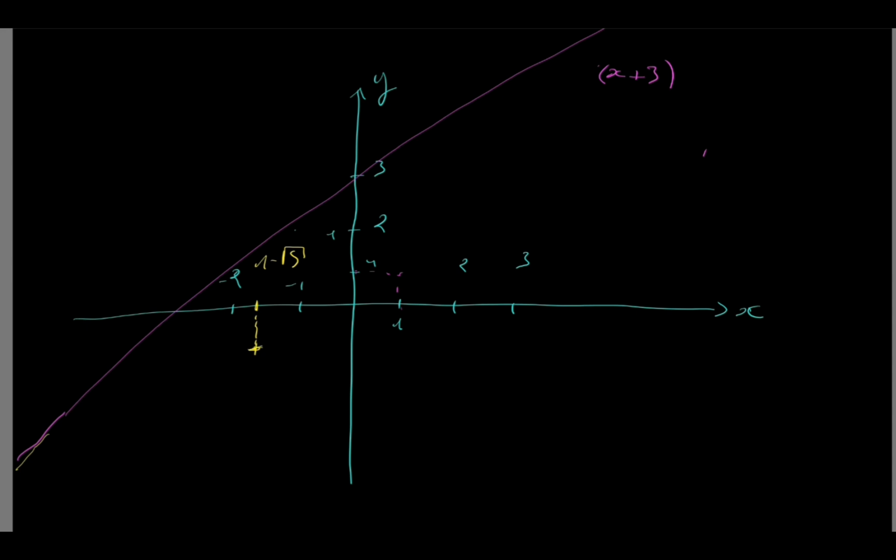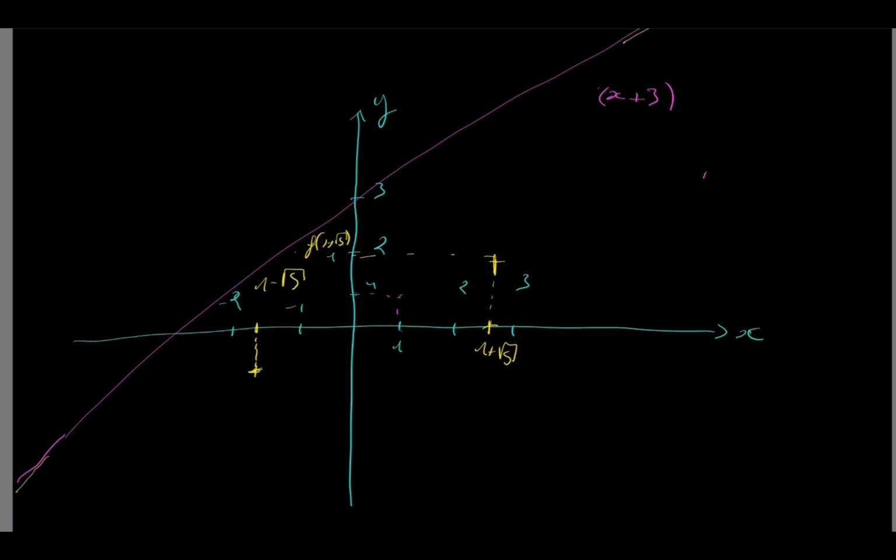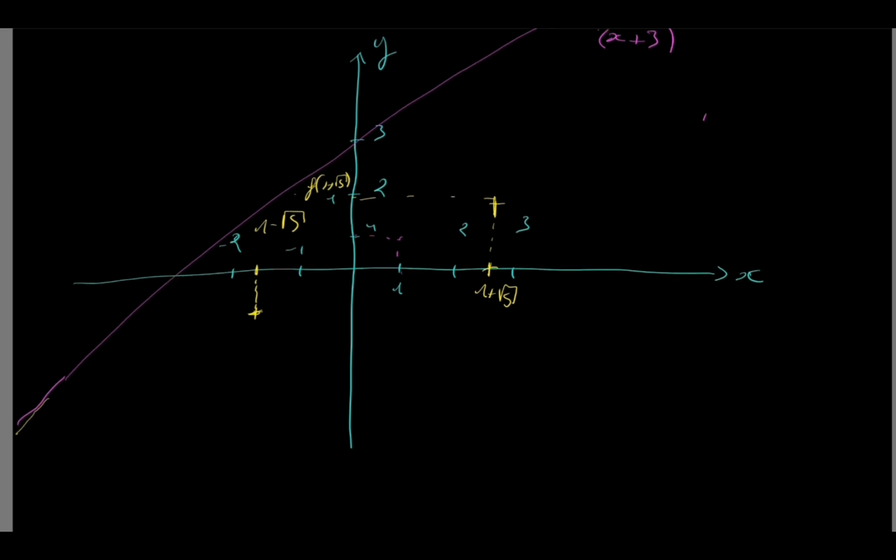Same thing at 1 plus square root of 5. Let's say that this is equal to f of 1 plus square root of 5. We will change variations here. And we will go to minus infinity at 1 minus. Okay, so this is our asymptote. In 1 minus, we will go to minus infinity.